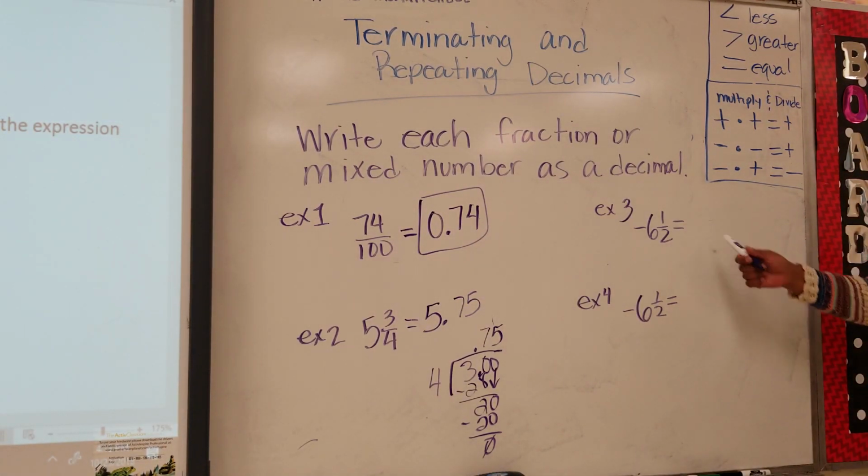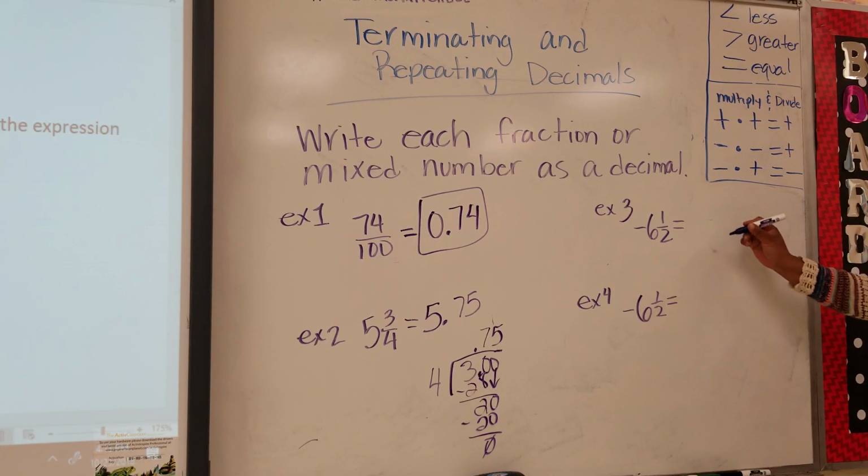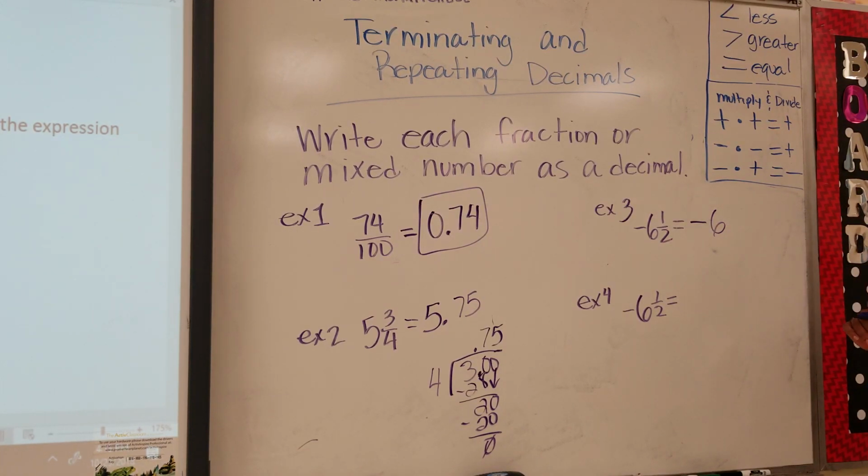Example number 3. -6 1/2 is equal to, remember to carry that negative over. Our whole number is 6. Remember, anything in fraction, that means it is not yet a whole. So 1/2. Half of something, all right, half of $1 is 50 cents, 0.50, okay?